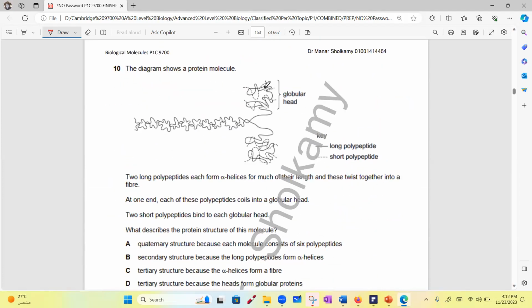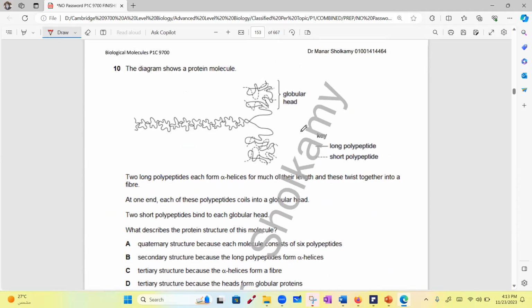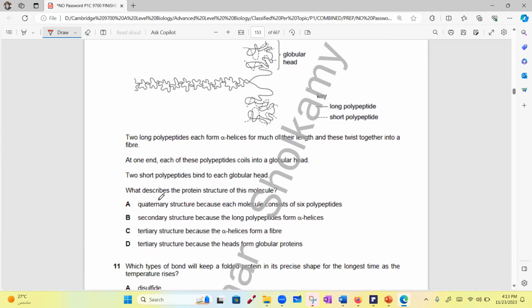The diagram shows a protein molecule. Two long polypeptide chains form alpha helixes for much of their length, and these twist together into a fiber. At one end, each of these polypeptides coils into a globular head. Two short polypeptides bind to each globular head. Okay, it is describing the structure of this protein molecule. It's a molecule that we did not study. We only studied two: collagen and hemoglobin. So this is something that we did not study, okay? But what describes the protein structure of this molecule?